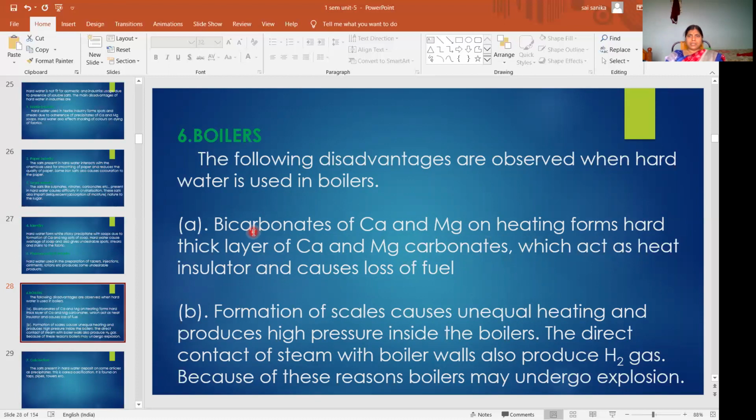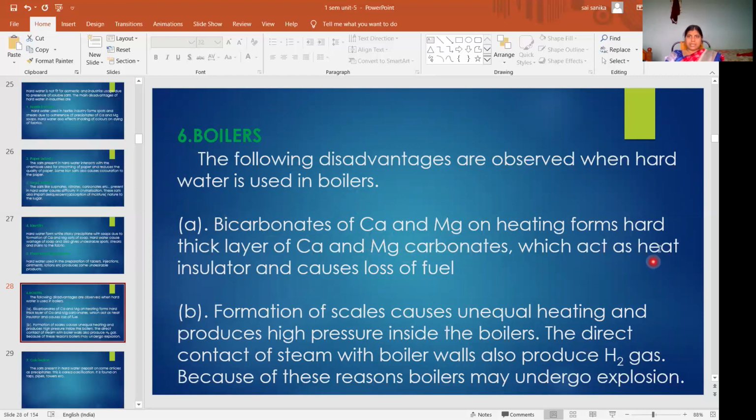So what happens on heating? Boilers, meaning for boiling purpose, for steam generation, we use big vessels for boiling purpose. So they are called boilers. On heating, what happens if these bicarbonate salts are present in hard water? They form a hard thick layer of what salts? Calcium and magnesium carbonate salts.